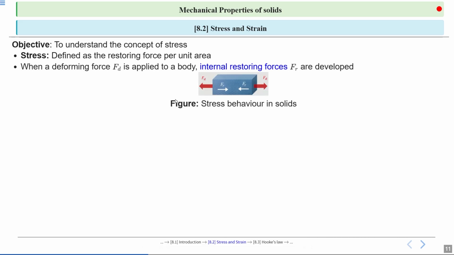When a deforming force Fd is applied to a body, internal restoring forces Fr are developed. Look at the figure. Here Fd is the deforming force and Fr is the internal restoring force. So the material responds by developing internal restoring forces denoted by Fr. These forces act within the material. This visual helps us understand the behavior of stress in solids.